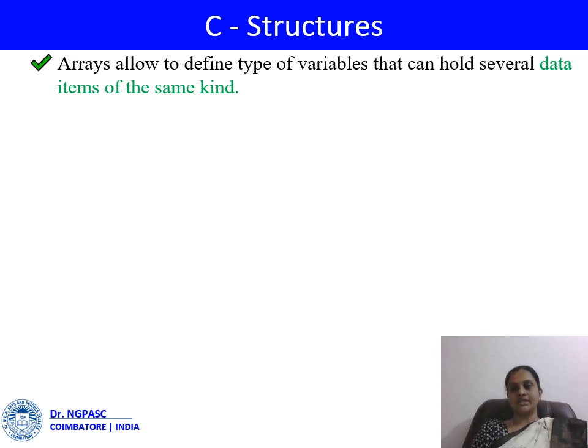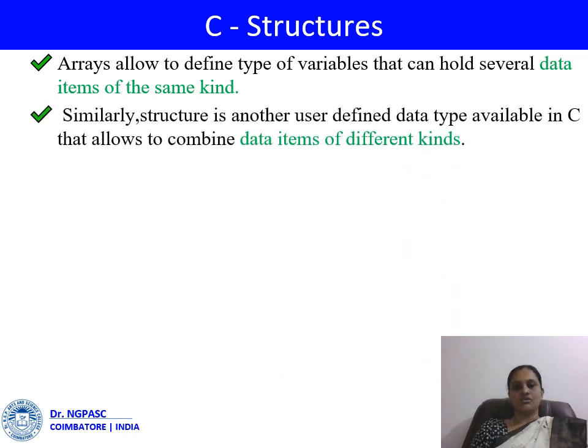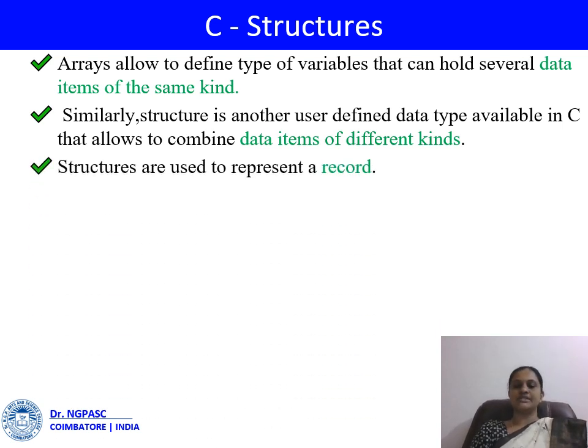Suppose in our application we need to store values of different data types in the same variable, then we can go for the structure concept. So this is the basic difference between an array and a structure. An array stores values of the same data type, whereas in a structure we can store values of different types of data.